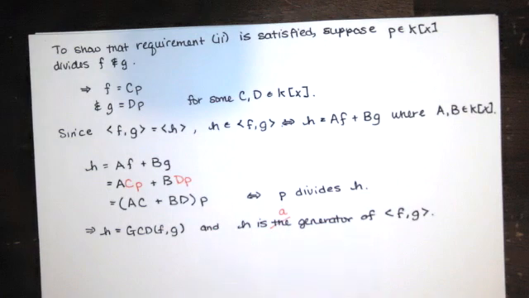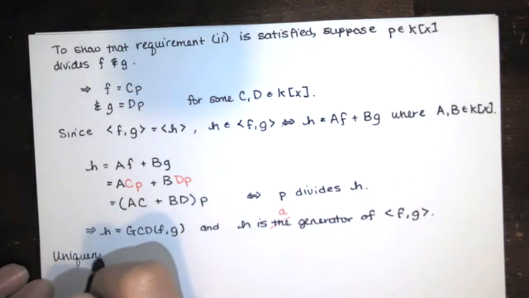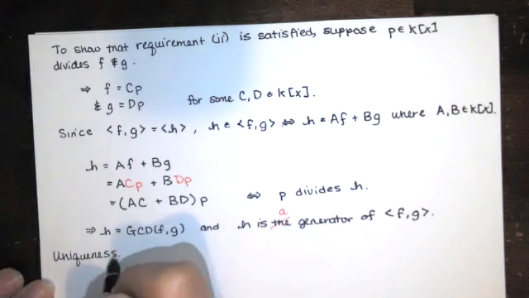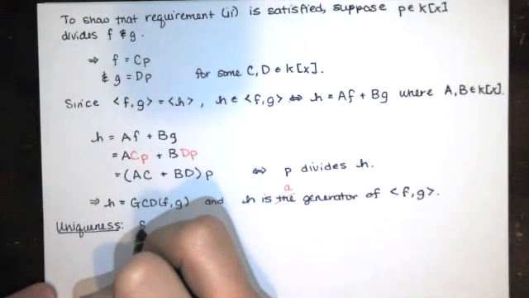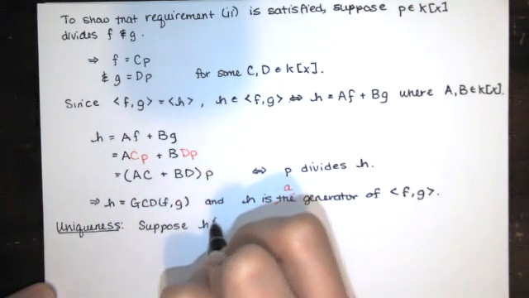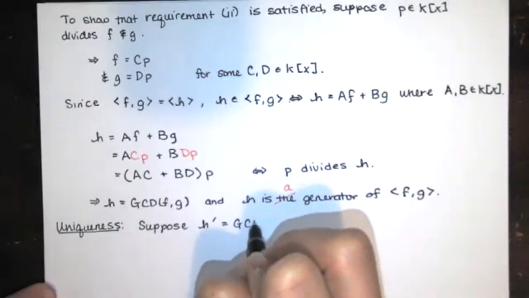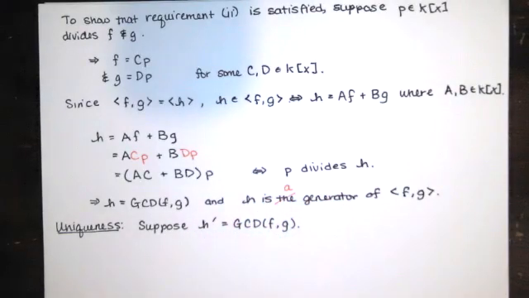Now for uniqueness. I show this is the only one. Let's say that you have another H. I'm going to call it H prime. And that's also equal to the GCD of F and G. That prime is not a derivative. It's just a different H.